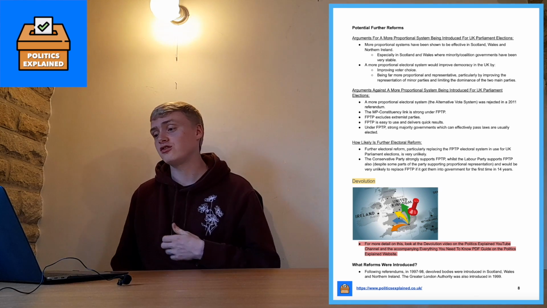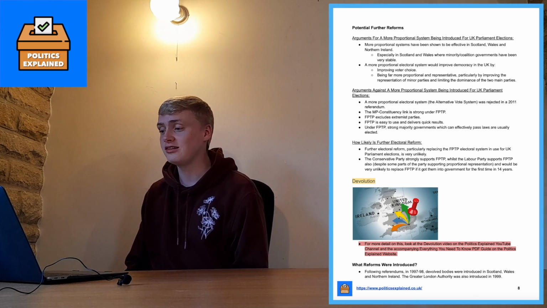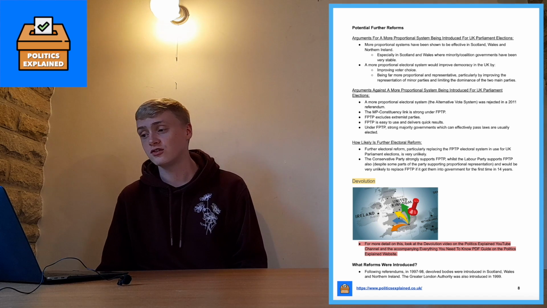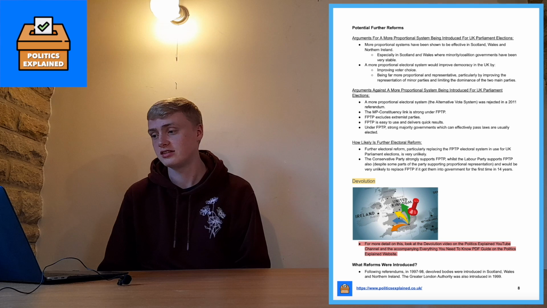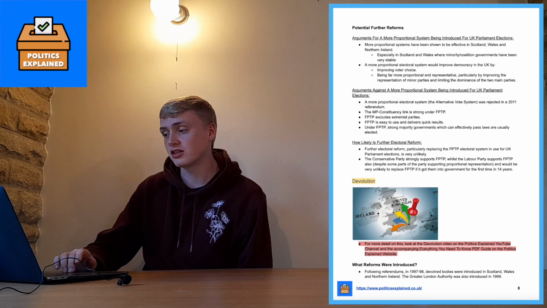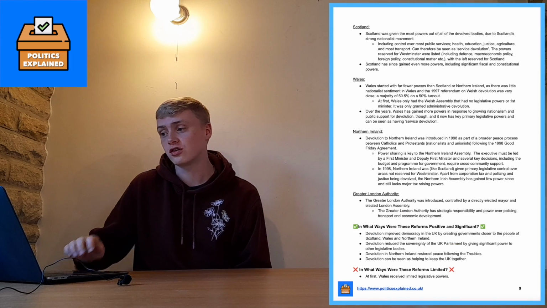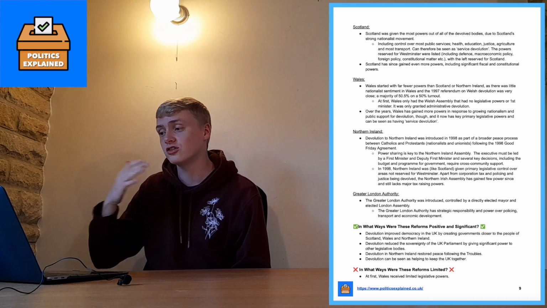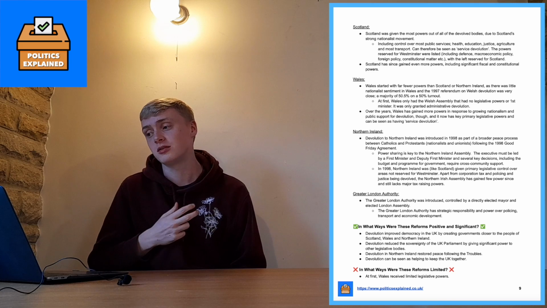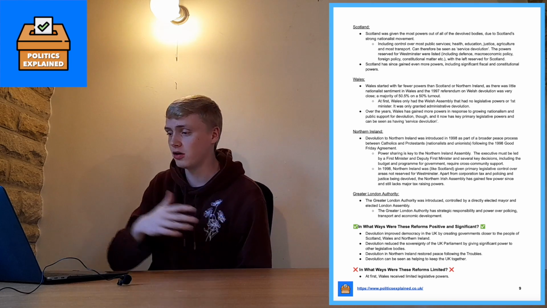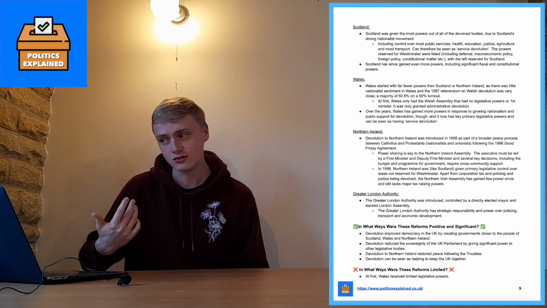So, what reforms were introduced? Following referendums in 1997 to 98, devolved bodies were introduced in Scotland, Wales and Northern Ireland, and the Greater London Authority was also introduced in 1999. Scotland was given the most powers out of all the devolved bodies due to Scotland's strong nationalist movement, including control over most public services, with the powers reserved for Westminster being listed, including defence, macroeconomic policy, foreign policy, constitutional matters, etc.